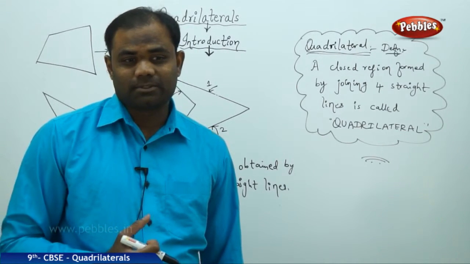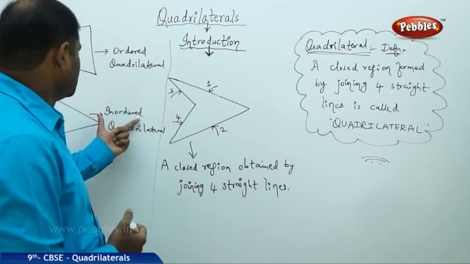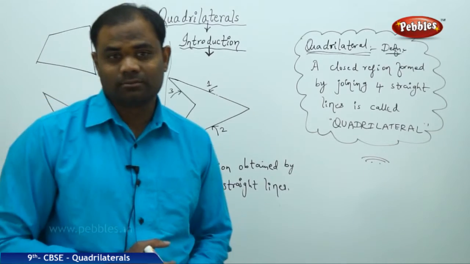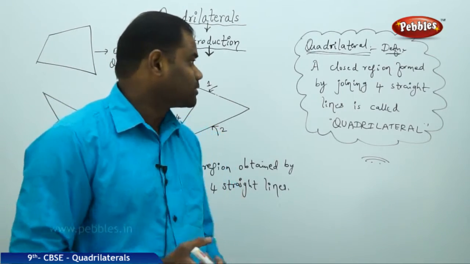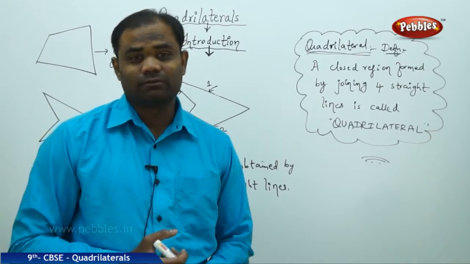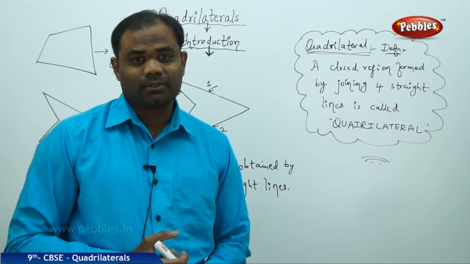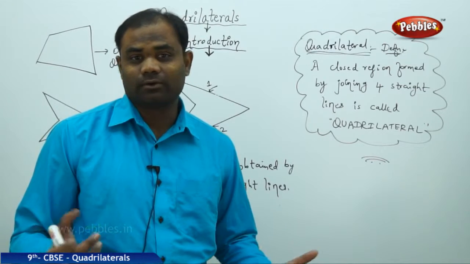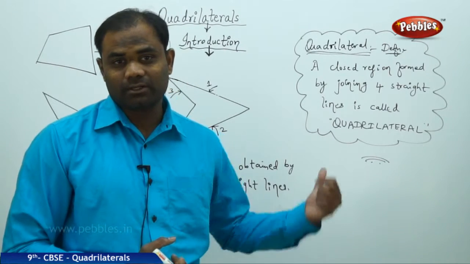Quadrilaterals are of 2 types: regular and irregular, ordered and inordered. But a quadrilateral is a closed region formed by joining 4 straight lines. Any closed region obtained by joining 4 straight lines is called a quadrilateral, is how we understand the concept.